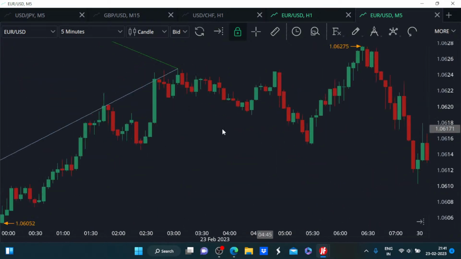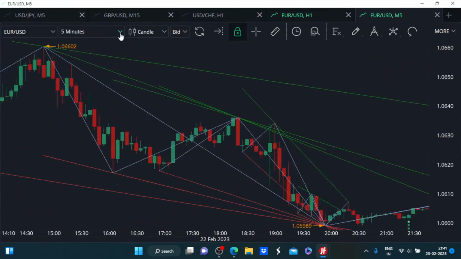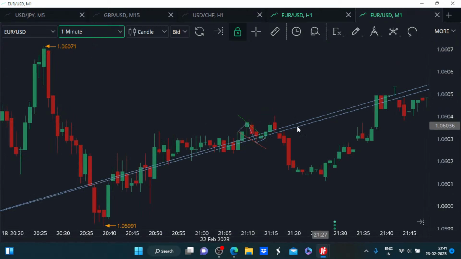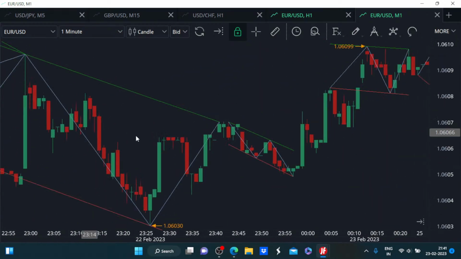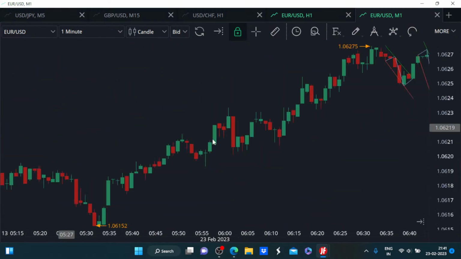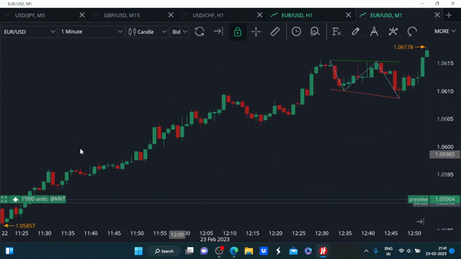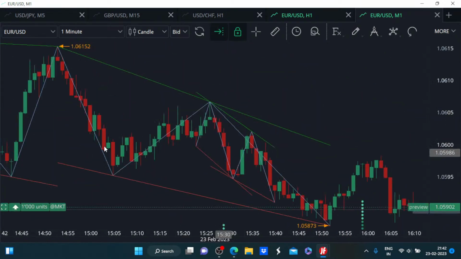So you can utilize it on any time frame. You can have it on different time frames. Even on a 1 minute chart it will take shape. You have to see how things are shaping up in the market, and accordingly you can plot it on this chart.